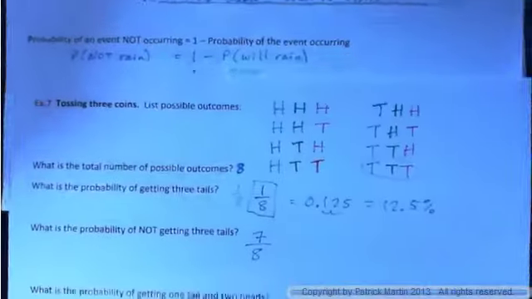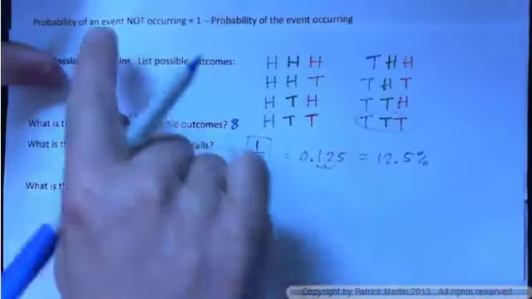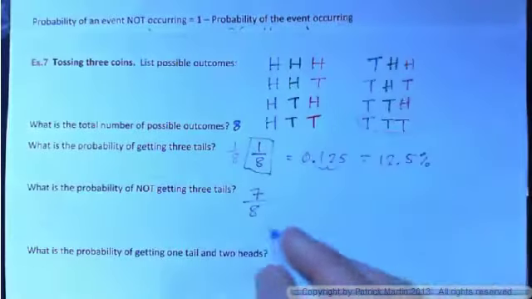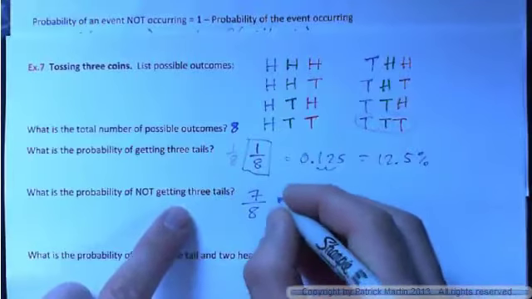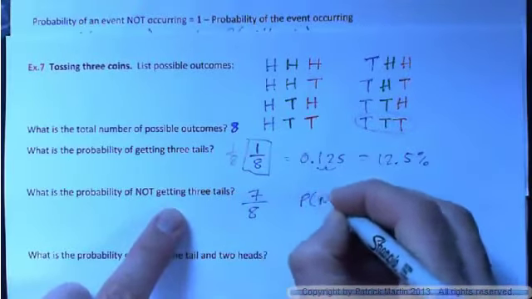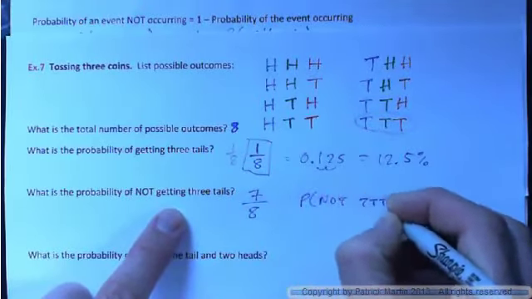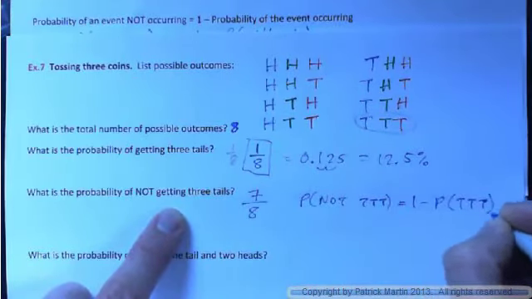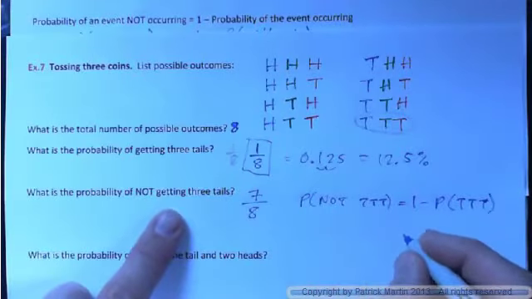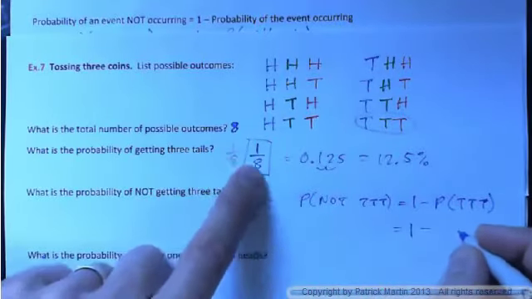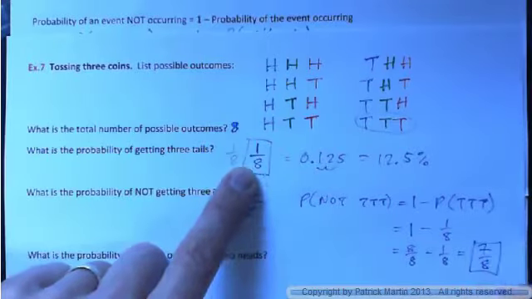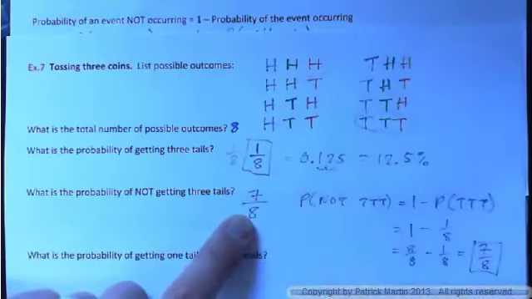Just for fun, we're going to use this. The probability of an event not occurring equals 1 minus the probability of the event occurring. Probability of not getting 3 tails. So probability of not TTT equals 1 minus the probability of getting 3 tails. Okay, so that's 1 minus the probability of 3 tails, of course, is 1/8, so that's 8/8 minus 1/8, 7/8, right? Which is what we found when we just counted the outcomes, right?